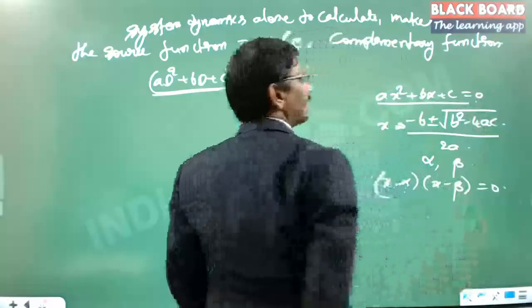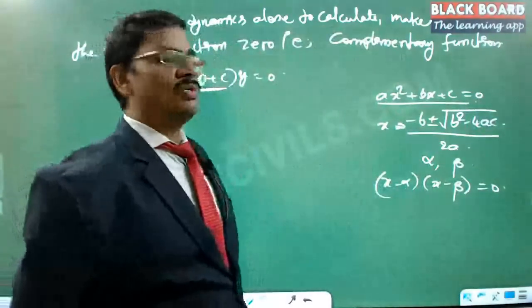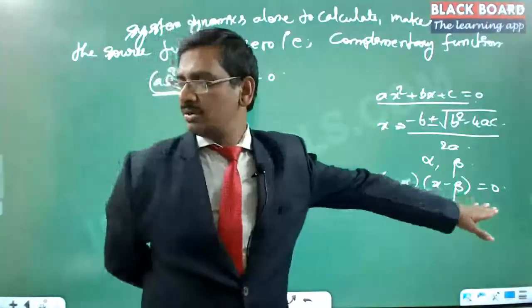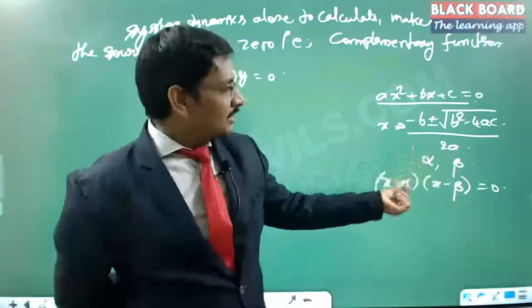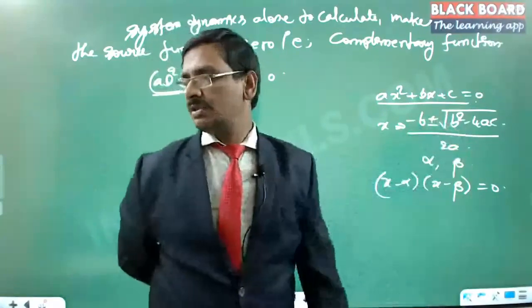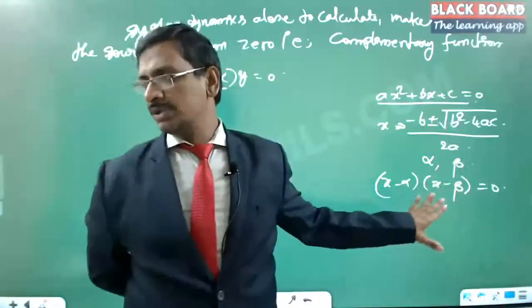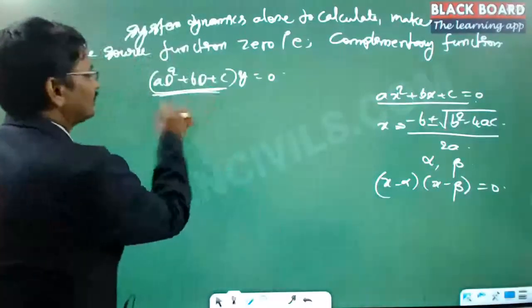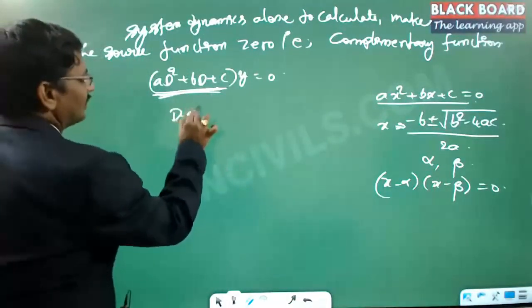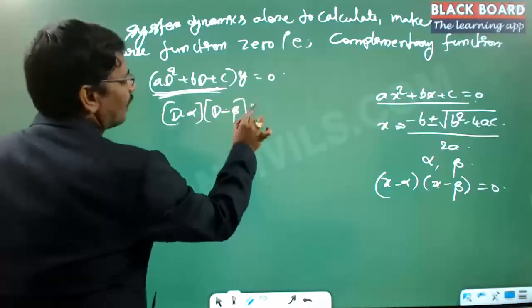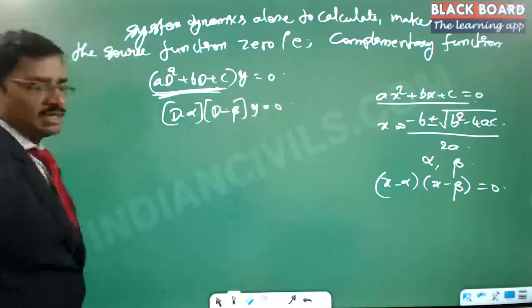So that means ax square plus bx plus c equal to 0 can always be written as (x minus alpha) into (x minus beta) equal to 0, because the alpha and beta values are decided by minus b plus or minus square root of b square minus 4ac by 2a. I hope you know this, right? So based on this understanding, this portion can always be written as (D minus alpha) into (D minus beta) of y equal to 0. Can I do that?